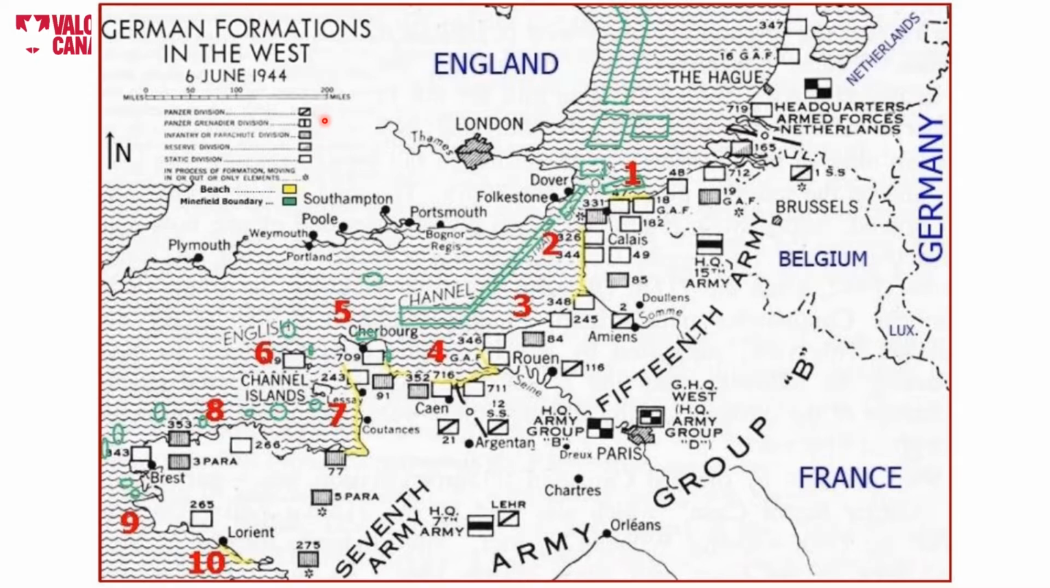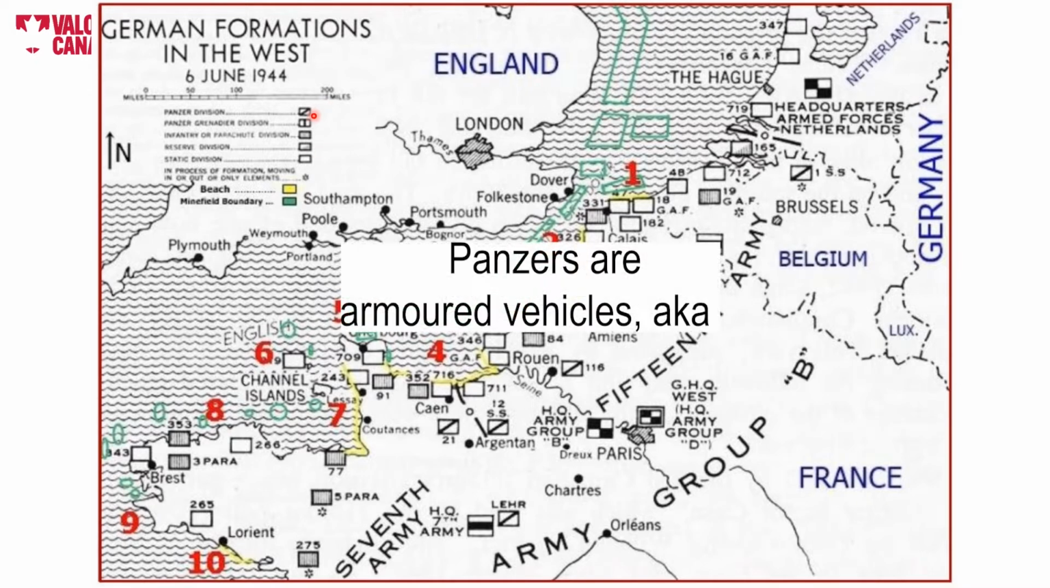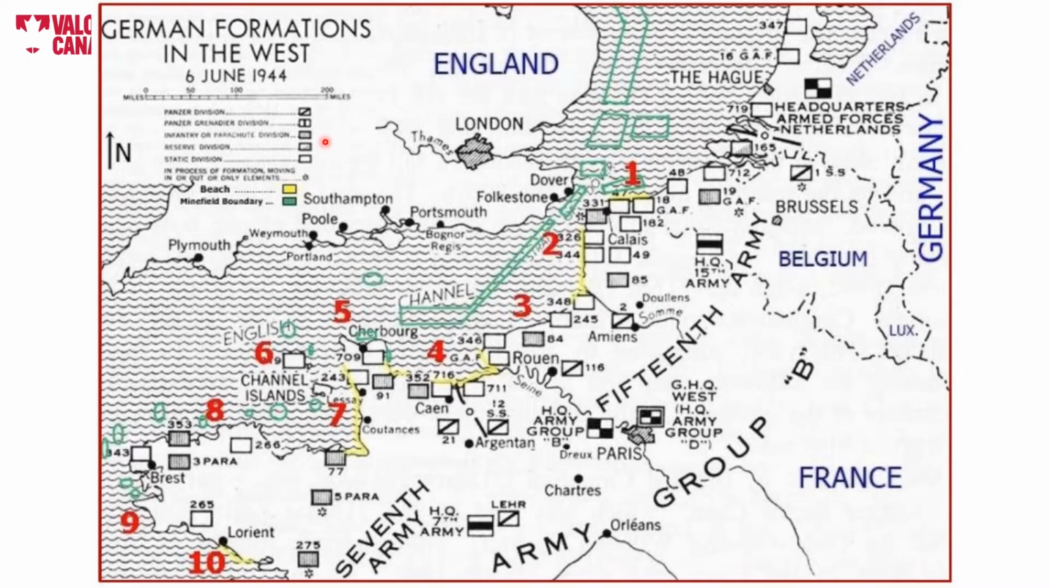The first two are Panzer divisions, the one with the diagonal cross and the vertical cross. Panzers are going to be more mobile, so they can not only do a lot of damage fighting, but they can move quickly across the landscape. These other shades or clear rectangles, these are infantry divisions.